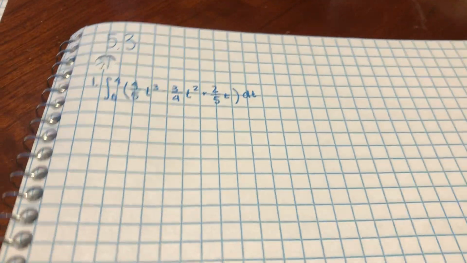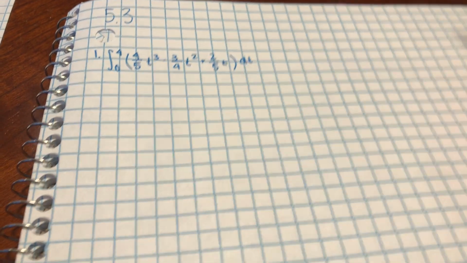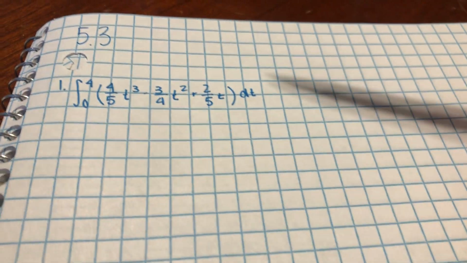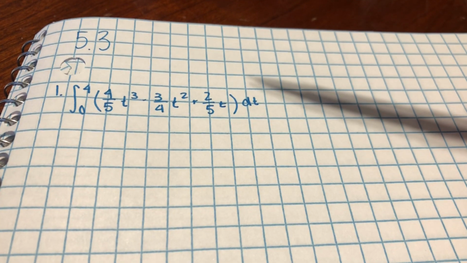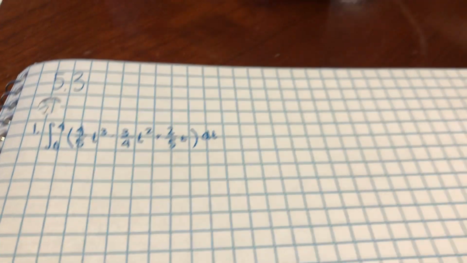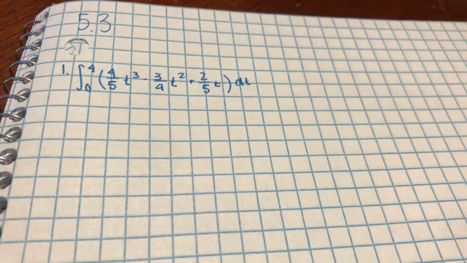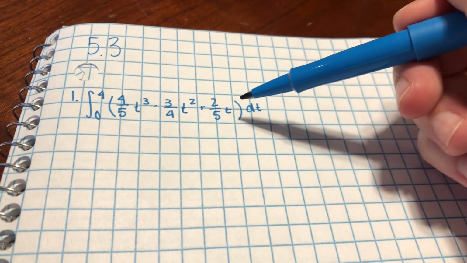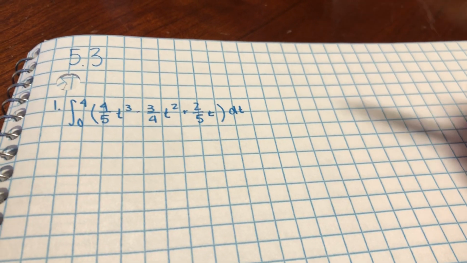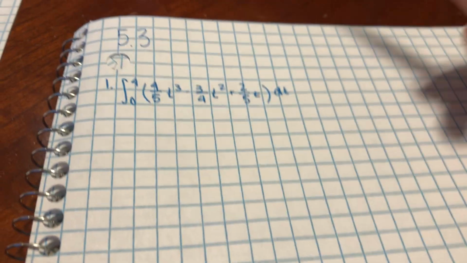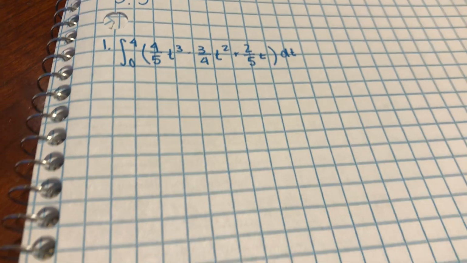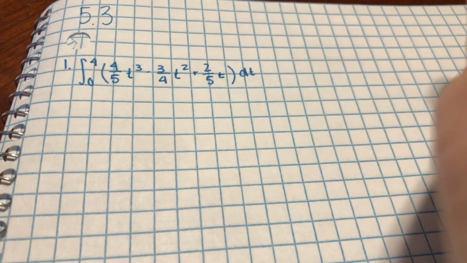Okay, so section 5.3, we are going to evaluate integrals. And so here's our integral: the integral from 0 to 4 of 4/5 t cubed minus 3/4 t squared plus 2/5 t dt. What we're going to do is take the antiderivative of the function that we're looking at, and then plug in 0 and then 4, and then we go from there. And that's how we find the area under the curve using an integral.